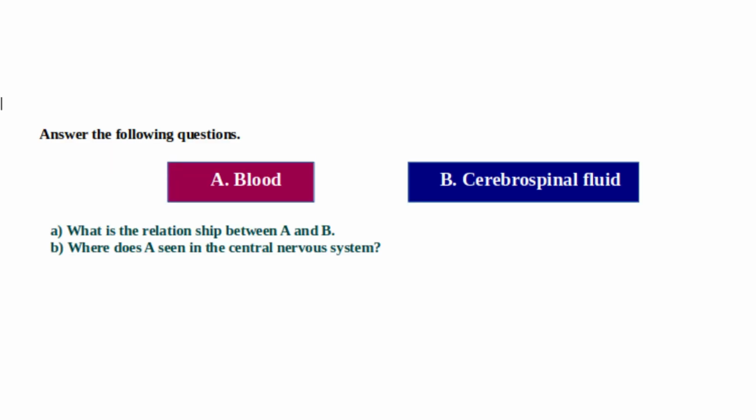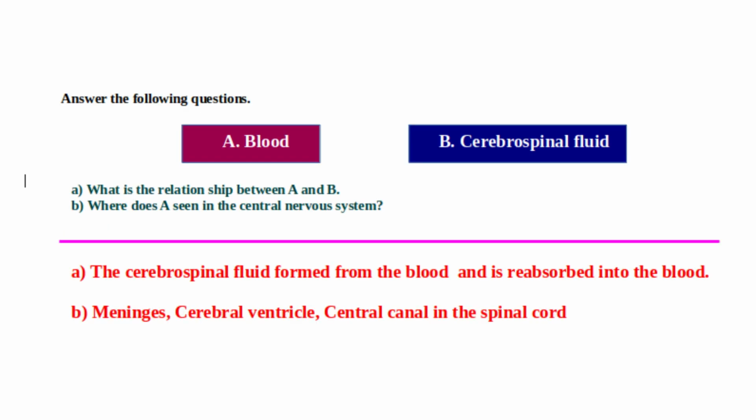Next question. Answer the following questions. Here A indicates blood, B indicates cerebrospinal fluid. Then the first question, what is the relationship between A and B? And the second part, where is B seen in the central nervous system? We know the relationship between A and B. Here B is cerebrospinal fluid, and that cerebrospinal fluid is formed from the blood and is reabsorbed into the blood.